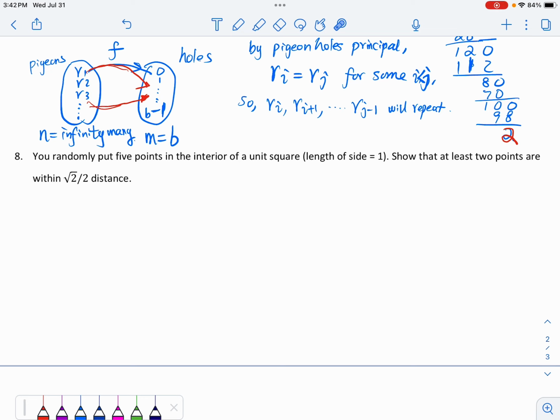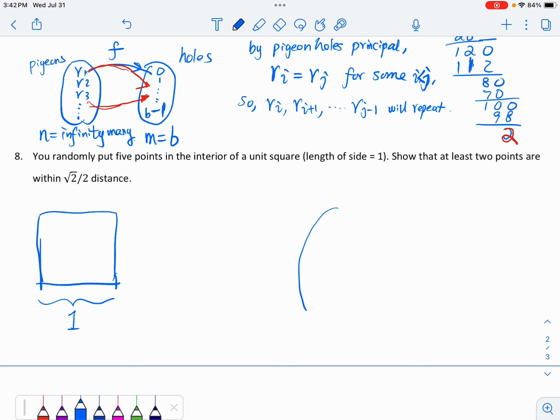application. Say you randomly put 5 points in the interior of a unit square. So you have a unit square here, where the length is just 1, and you're going to put 5 points. Show that at least 2 points are within a distance of square root of 2 over 2. Now, again, think about how you would approach this problem and how you would assign pigeons and holes.